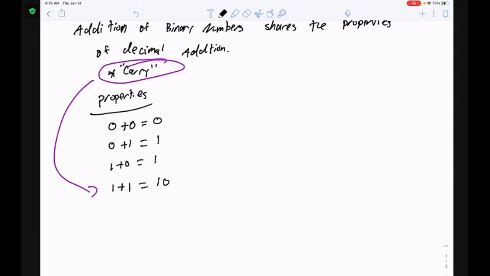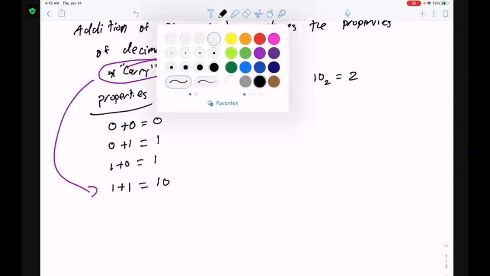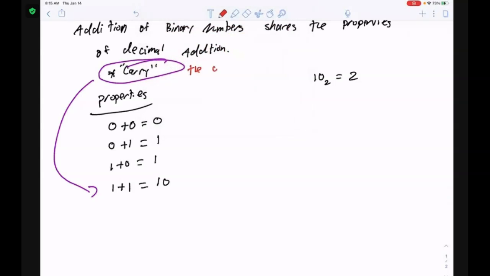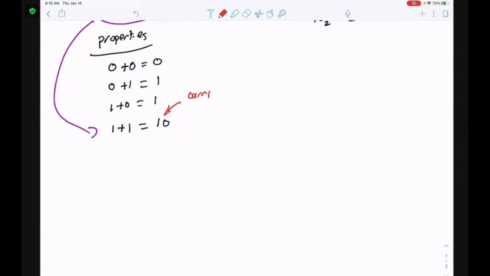So it's 2. Remember, the number 2 in binary would be 2 to the 1 plus 2 to the 0. So 1, 0 in binary is equivalent to 2. All right, so this is what I'm referring to in terms of we have to carry the 1, most importantly. So we would have to carry that 1 into the next digit spot.